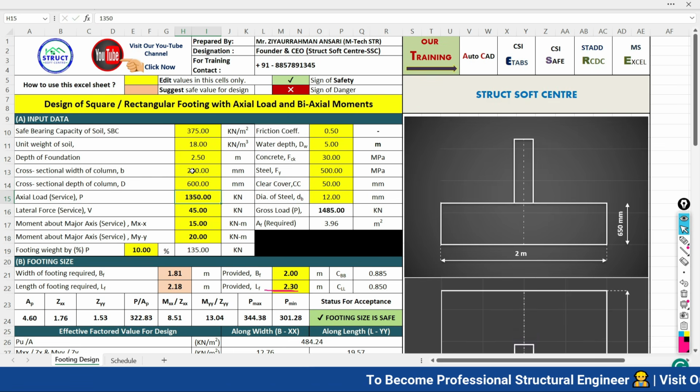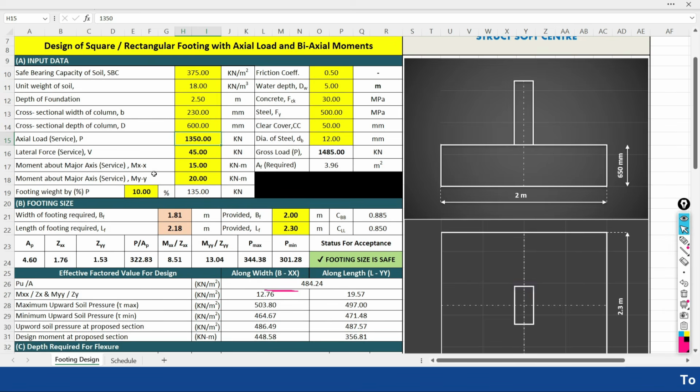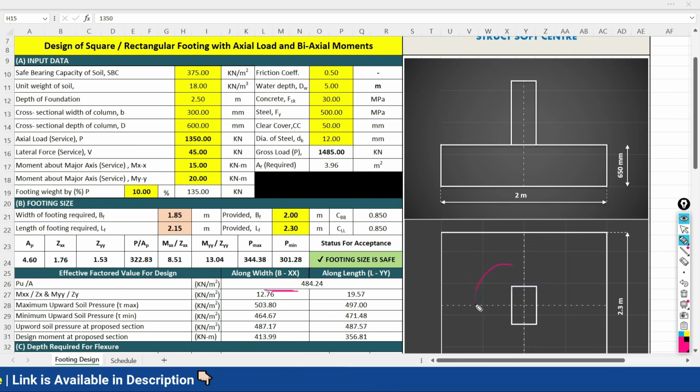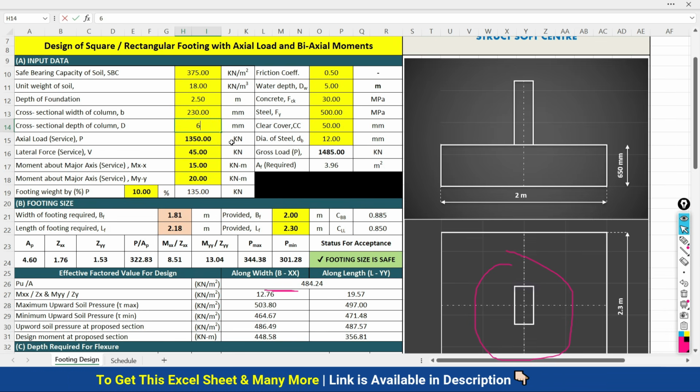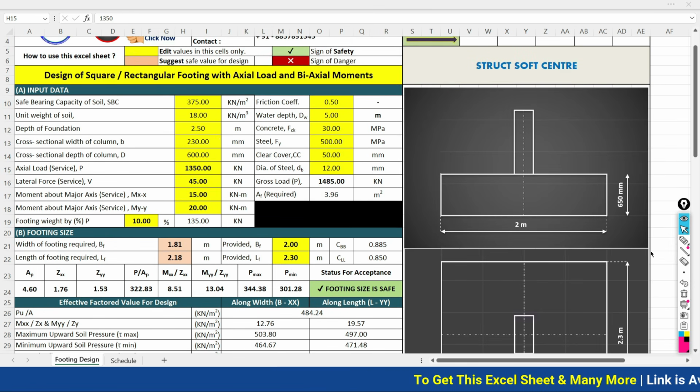Whatever the size of the column you are defining, accordingly your figure is going to be updating here. Suppose I define the size of the column as 300 by 600 in mm. As you can find here, accordingly the figure is now updating. And if the size of the column is 230 by 600, accordingly the figure is going to be updating here. So based on your input data, your figure is going to update.